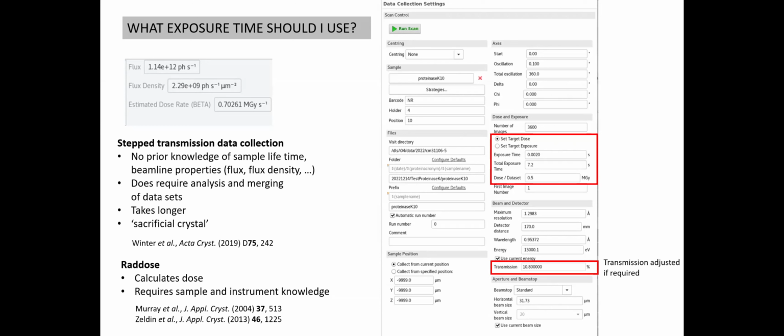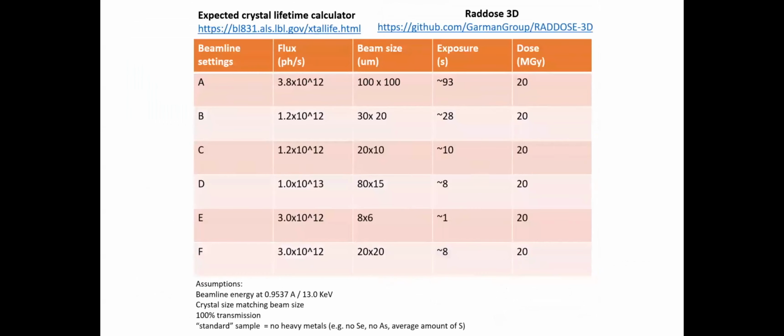Now, if you don't have any of this instrument or sample information, then a step transmission data collection protocol would be applicable, where you start with a complete sweep of very low dose data collection, and then you basically increase the dose gradually until you find the point where radiation damage kicks in. And at some point, the crystal won't diffract any longer, and so the term sacrificial crystal has been developed for that.